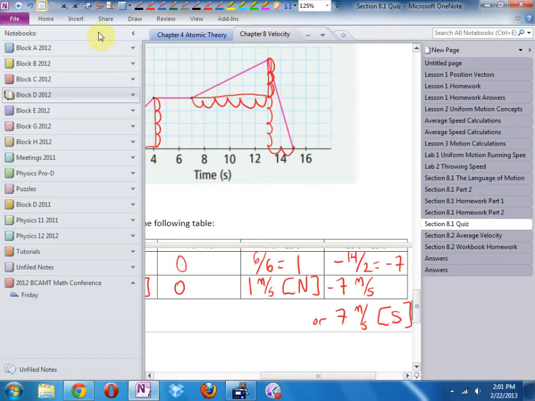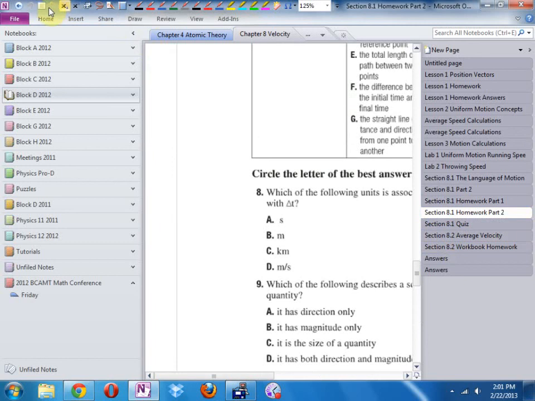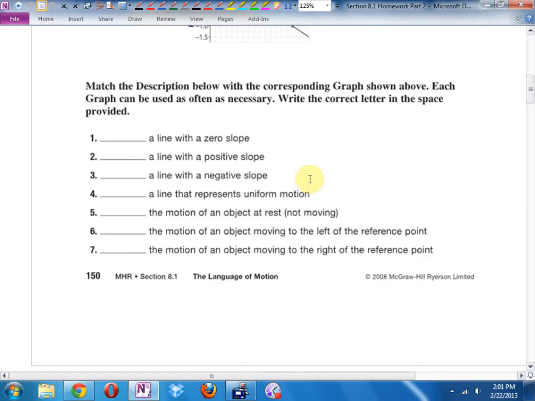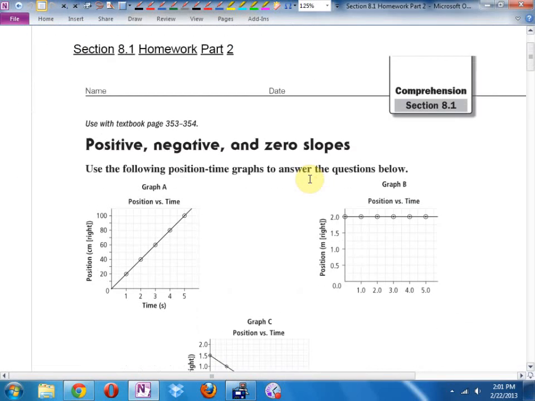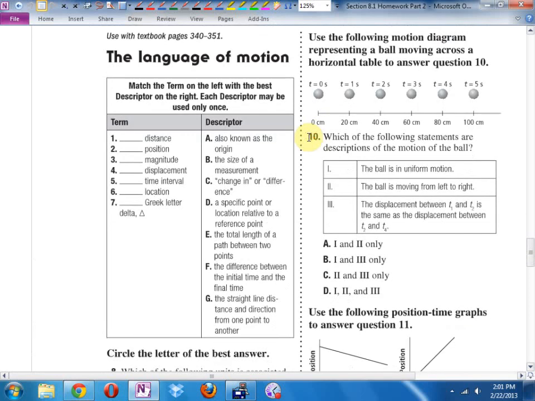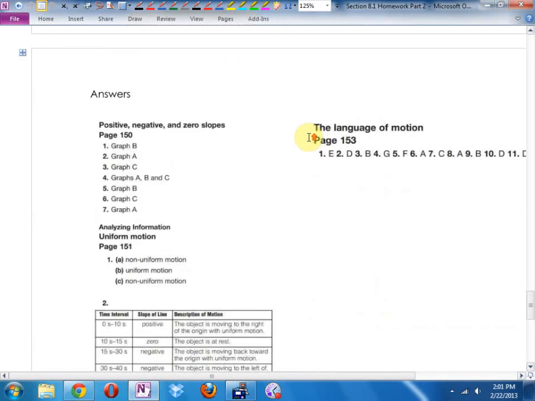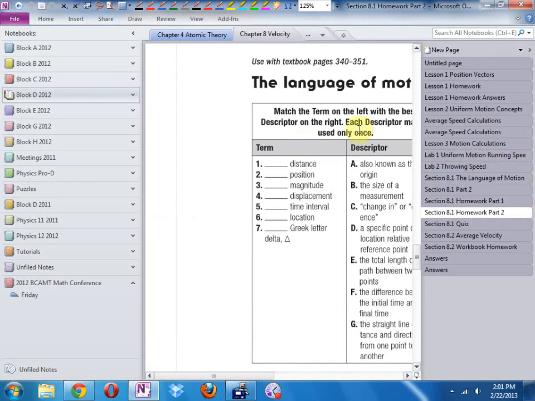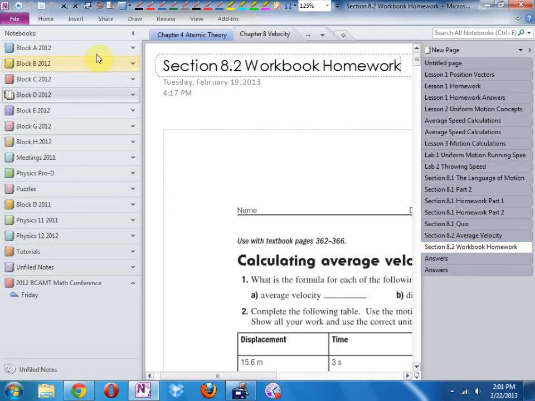Last day I gave you some homework, part 2. I said this was due. Some of you have already handed it in, and I'll give it back to you later today. Were there any questions from the positive, negative, and zero slopes stuff you wanted me to go over? A lot of this was on the take-home quiz. So what I have for you is a big review. It's going to look like this.